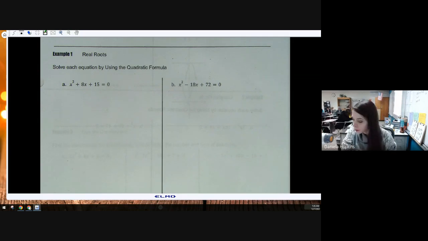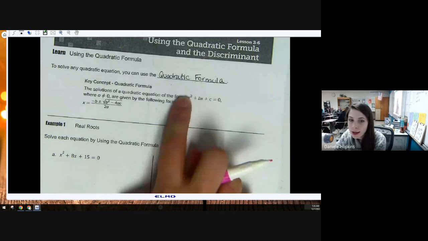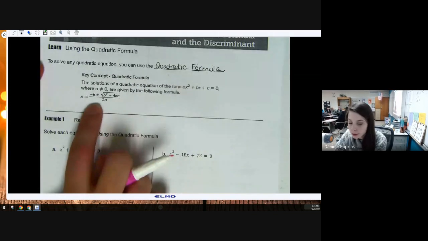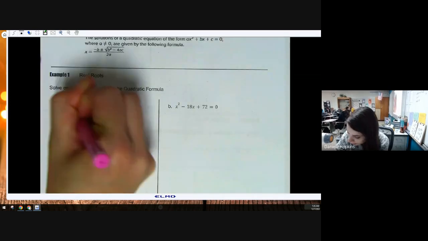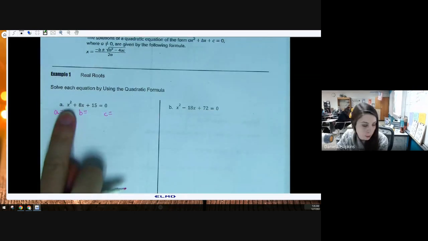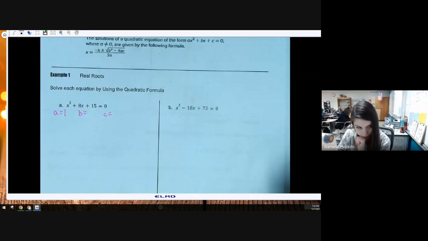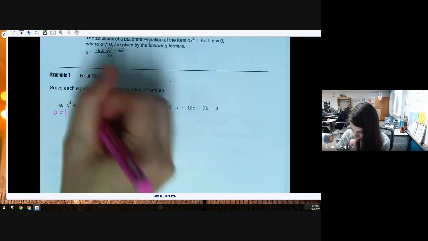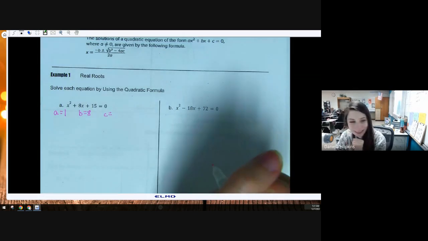Okay, so our first thing to do here is to remember this general form. We'll need to know what our A, our B, and our C is in order to plug it into this equation. So I always start by naming my A, B, and C. What is my A term here? What's in front of my x squared? 1. What's in front of my x? 8. So that's my B. And what's in front of my nothing? My C. What's my C? 15.